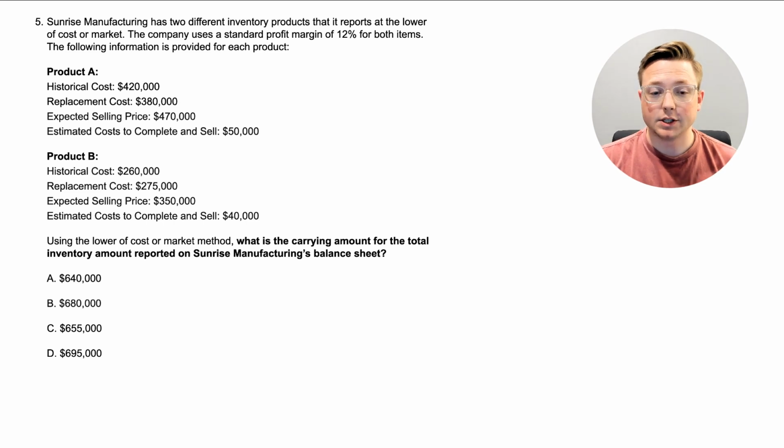All right, here we are at question 5. This one's a little bit more complicated. What is the carrying amount for the total inventory amount reported on Sunrise Manufacturing's balance sheet using the lower of cost or market method? But there's a little bit more here.